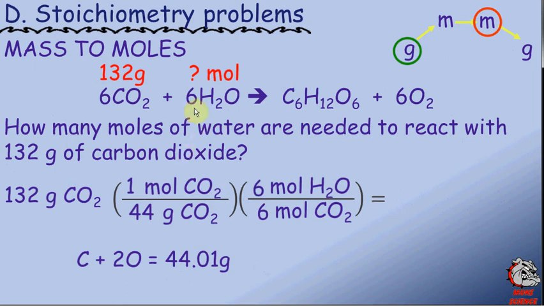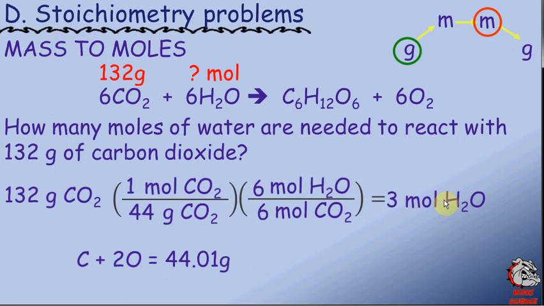So there's 6's in both of those. A 6 in front of water, a 6 in front of carbon dioxide. As you can tell mathematically, this step is useless to us because 6 over 6 is 1. So all we have to do on the calculator is 132 divided by 44, and our final answer is 3 moles of water being made.